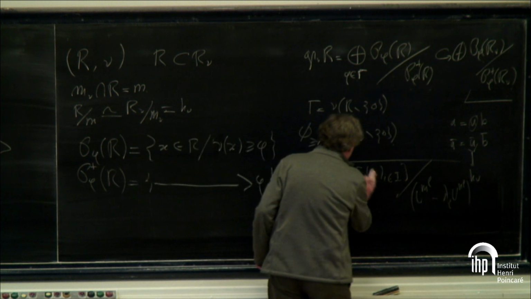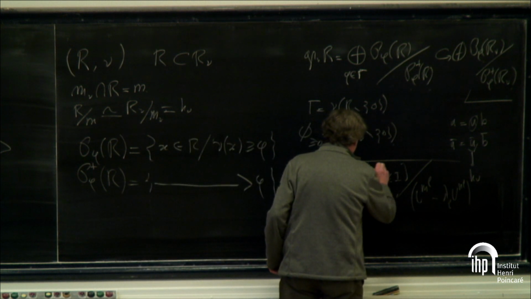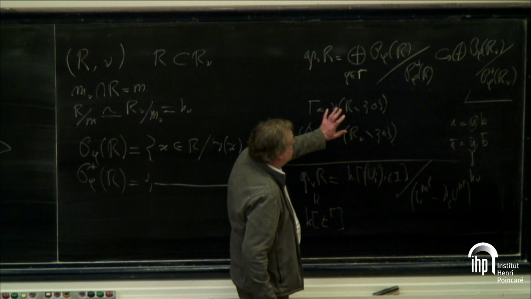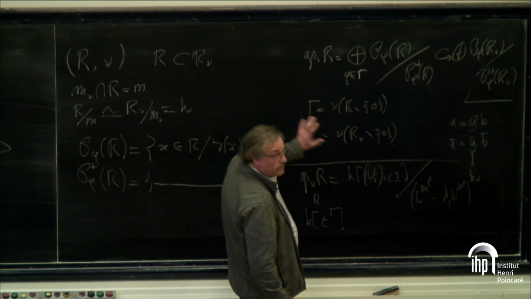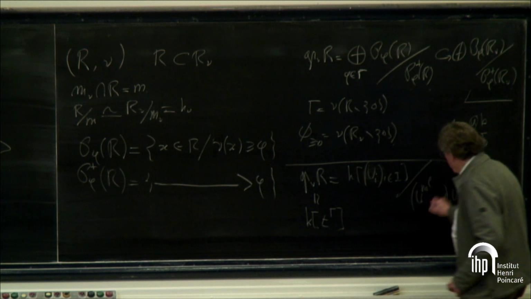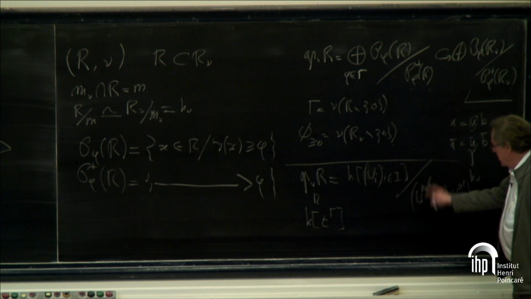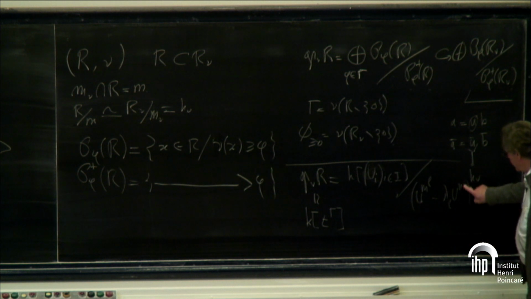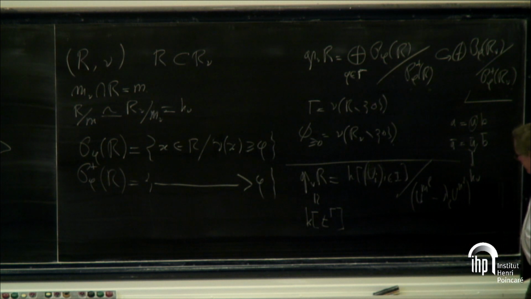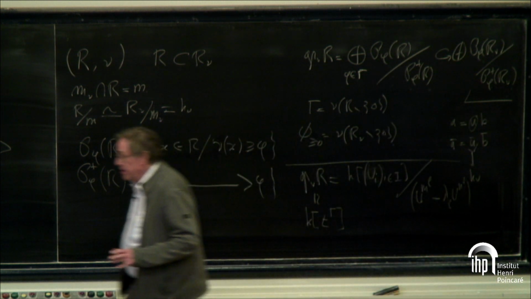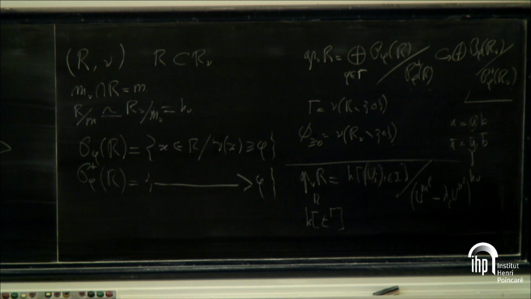Sorry, where? Oh, here. No, this is a monomial. U to the ML represents a monomial in the variables U. And U to the NL, of course, also represents a monomial. Okay? So this is the connection between valuation theory and toric geometry.